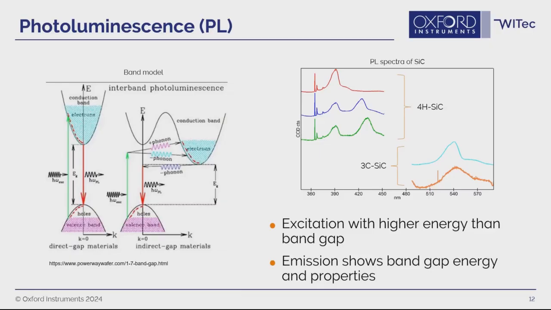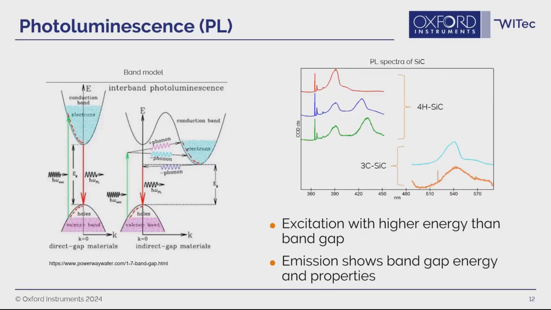What we also discriminate is direct bandgap materials and indirect bandgap materials. For direct bandgap materials, the emission of the photon takes place immediately. For indirect bandgap materials, the lifetime of the excited state is longer. The momentum of the excited electron has to change before it can go down into the valence band again. This requires an additional phonon.